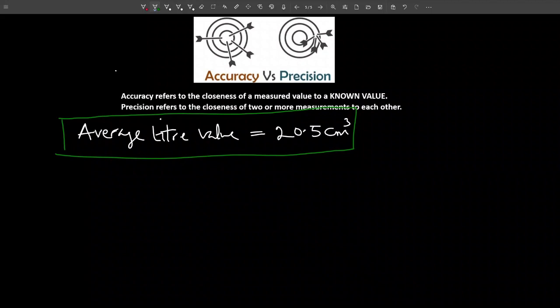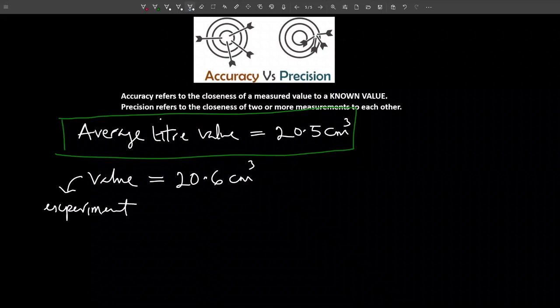Now let's assume I perform my experiments. I did some titration in the laboratory and I got a value, and that value was 20.6 centimeter cube. You can see now my experimental value. My experimental value was 20.6 centimeter cube. But the original titer value should be 20.5. You can see how close my experimental value is to the known value.